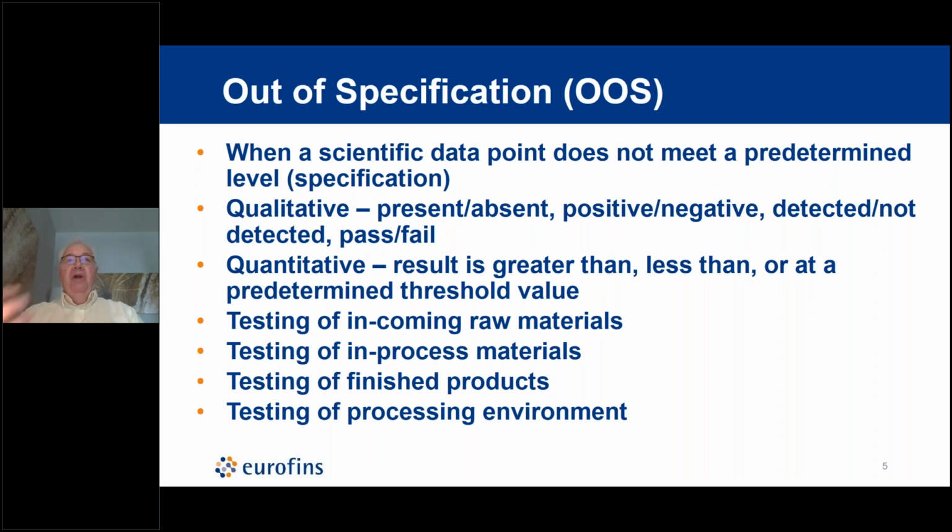So again, where are you collecting these data? They're coming from doing verification testing of your incoming raw materials as part of your supplier verification program. You could be testing in-process materials to make sure the quality and safety attributes that you're generating with this in-process material are demonstrating that you still have control over the process. You can also test your finished products for lot release, and then test your processing environment.